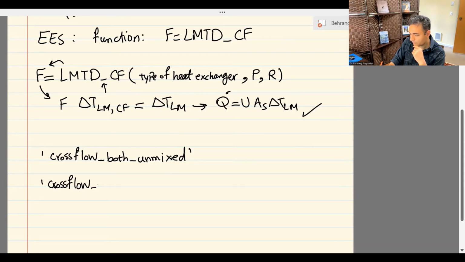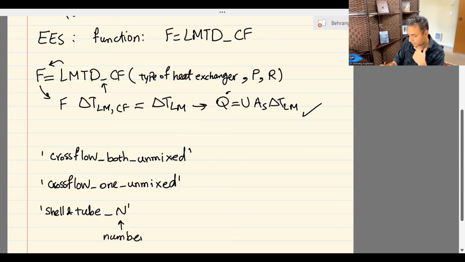If it is cross flow, but one of the fluids is unmixed and the other one is mixed, basically you just write one unmixed in quotations. If it is one of these shell and tube ones with one shell pass, whatever it is, then you write shell and tube like this, with the and sign, then an underline, and then you put a number here. This n, in fact, is a number.